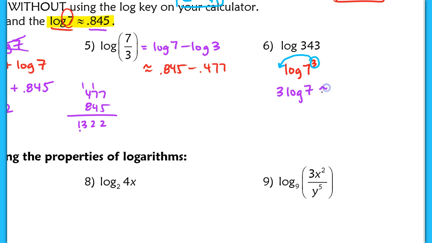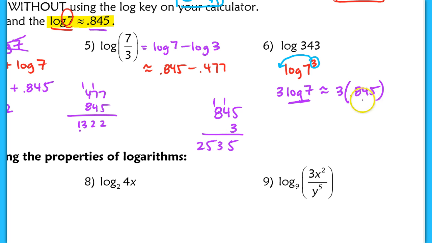Now this is approximately 3 times, remember log of 7 is 0.845, so now I'm multiplying 3 times 0.845. When you do this, it's probably easiest to take 845 and then just multiply it by 3. So you're going to take 15, carry the 1, carry the 1 again, and you have 2,535. Now we have 3 decimal places that we need to move though, so that would be 2.535. So this is approximately 2.535.